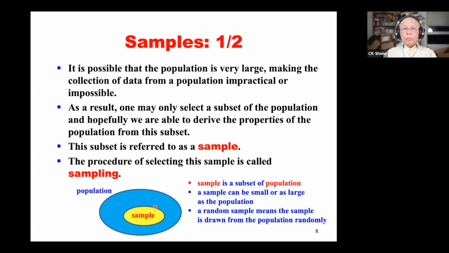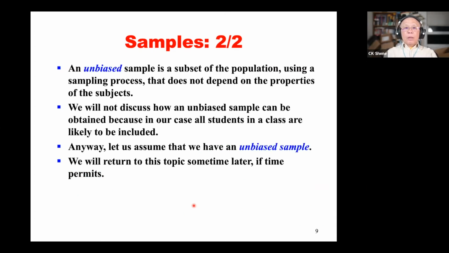So a random sample means the sample is drawn from the population in a random way. If we collect a sample based on certain rules, which could be biased, then your sample is not random. So normally when we collect random samples, we apply some random way to collect it. Of course, in a small study, every subject in the population would be in the sample because the population is very small.